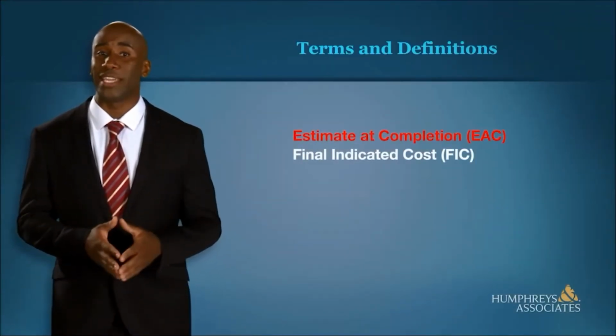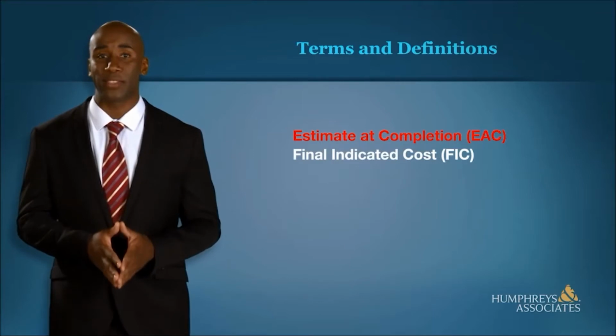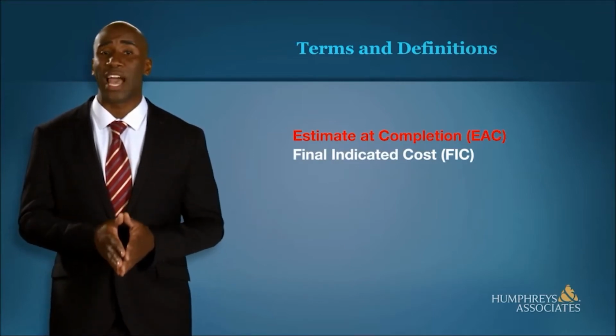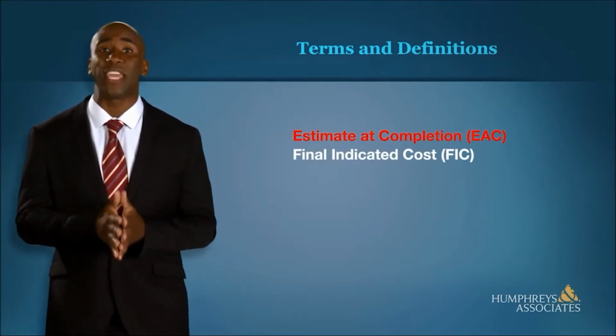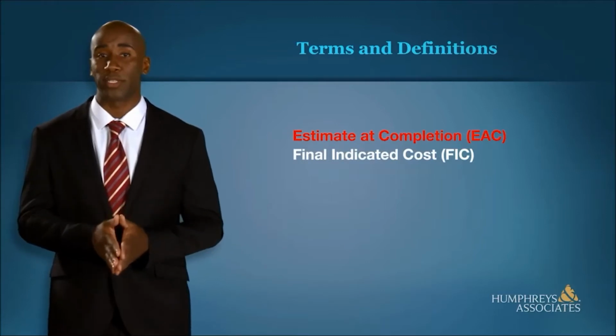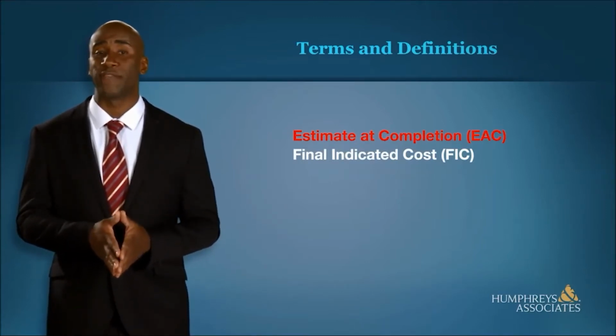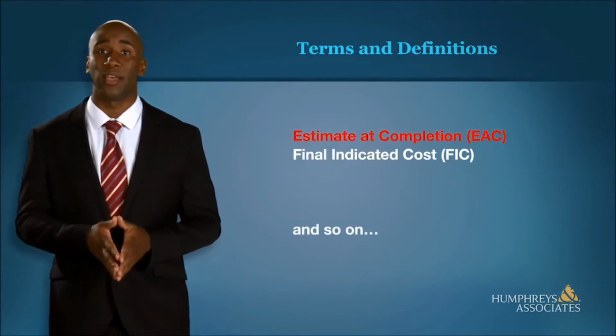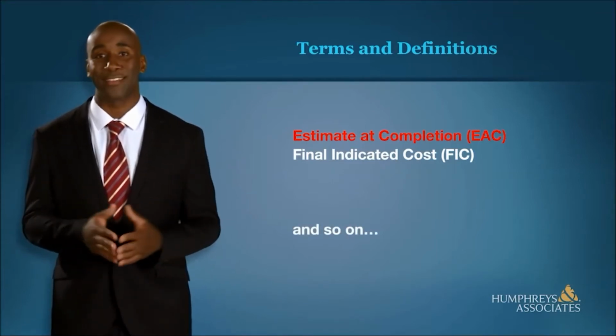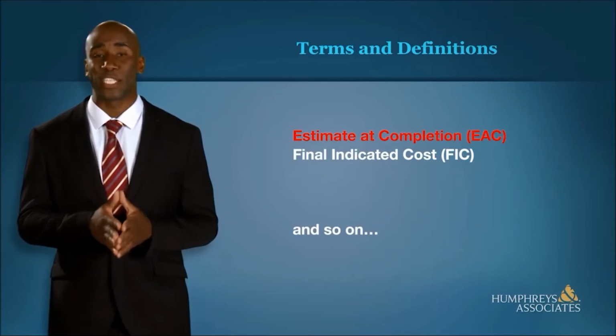Estimate at completion, or EAC, is the term in EVMS, which is also used in the Contract Performance Report and the Integrated Program Management Report. In your company, you may be familiar with other terms, such as final indicated cost. All these terms mean the same thing: what the final cost is expected to be.